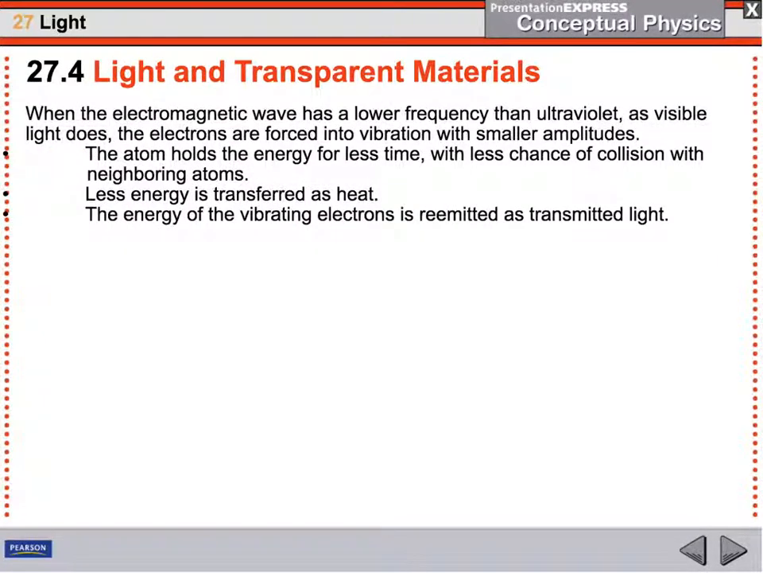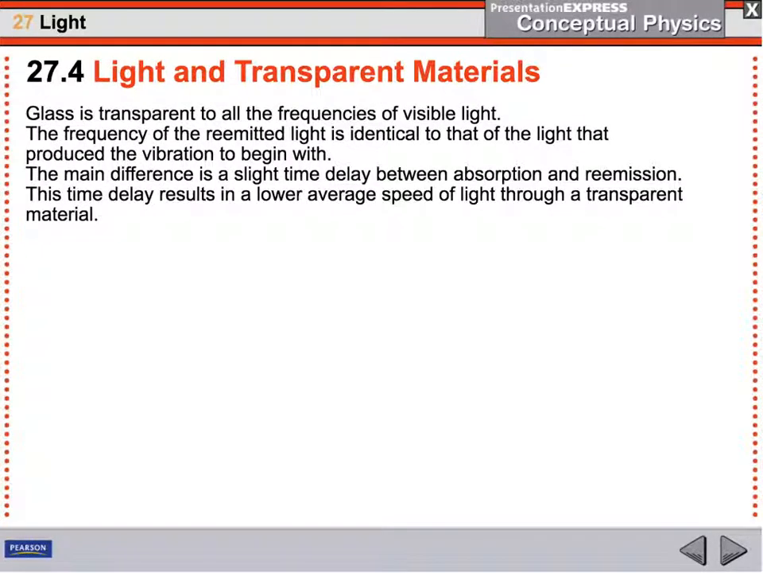When the electromagnetic wave has a lower frequency than ultraviolet, as visible light does, the electrons are forced into vibration with smaller amplitudes. The atom holds the energy for less time, with less chance of collision with neighboring atoms. Less energy is transferred as heat. The energy of the vibrating electrons is re-emitted as transmitted light. Glass is transparent to all the frequencies of visible light.